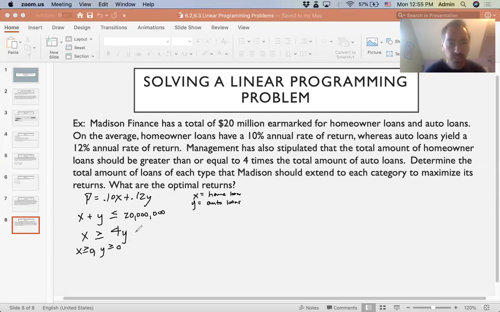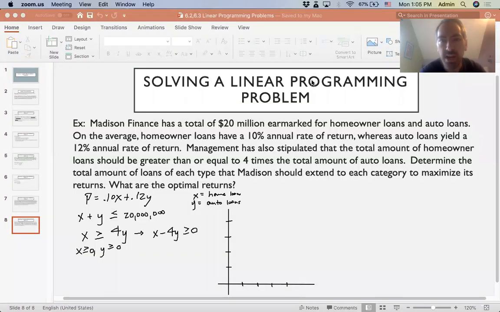Okay, now let's rewrite this statement here, X greater than or equal to 4Y, just to make it look like the first inequality. We'll subtract 4Y from both sides: X minus 4Y is greater than or equal to 0. Okay, so now we'll graph these two.